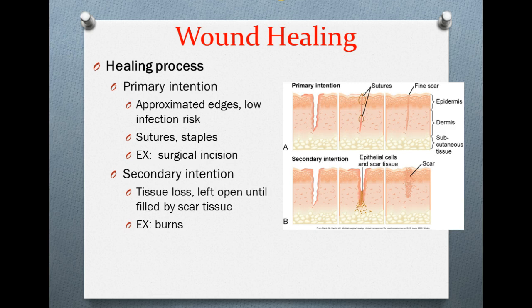bottom up. So in the top picture, you see wound healing by primary intention, such as a surgical incision. The wound healing edges are pulled together and approximated with sutures or staples, and healing occurs by connective tissue formation. Wound healing by secondary intention, the wound edges are not approximated, and healing occurs by formation of granulation tissue and contraction of wound edges.